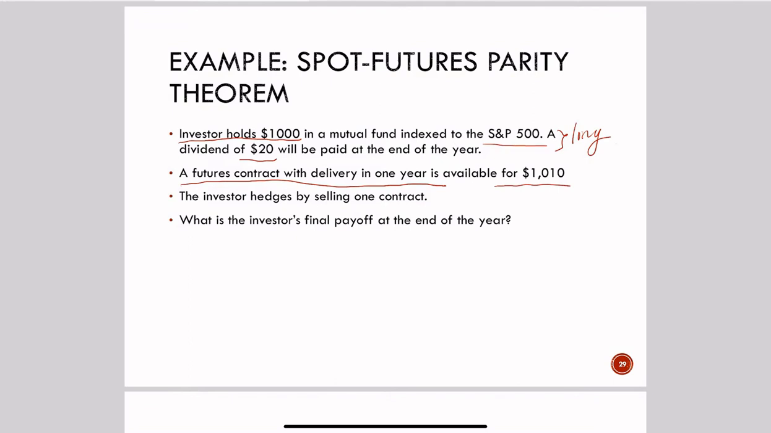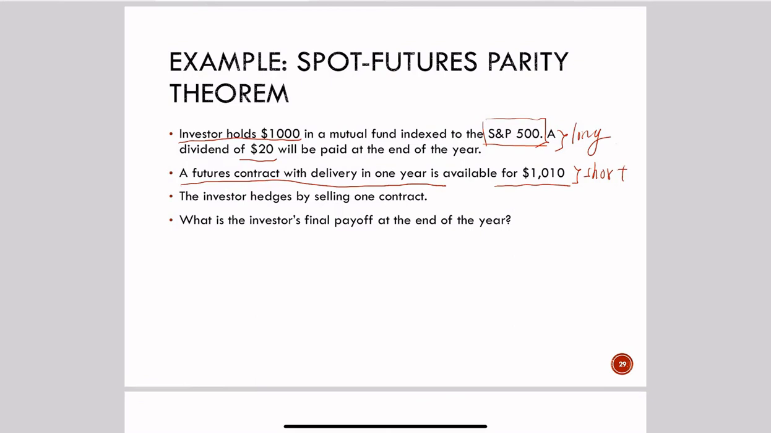The futures price for this contract is $1,010. And now you will build your hedging portfolio, right? You will take a long position in this equity, the S&P 500, and then you will take a short position in this futures. That is, you will sell this futures contract. Remember that when you're a seller, or you're taking a short position in the futures contract, you have the obligation to deliver the underlying commodity on the delivery date.